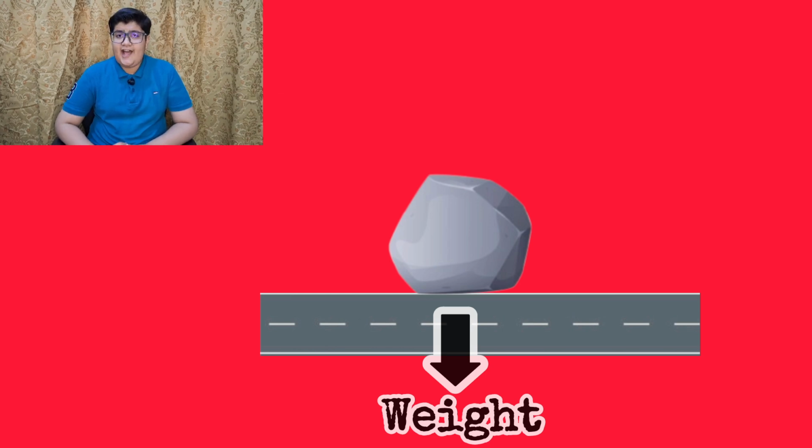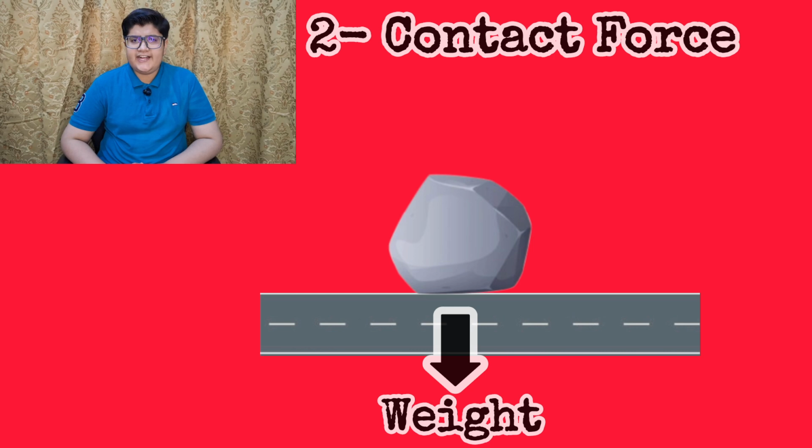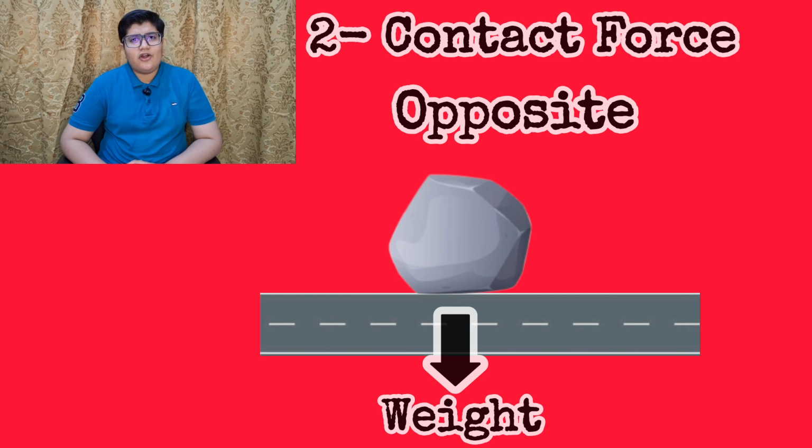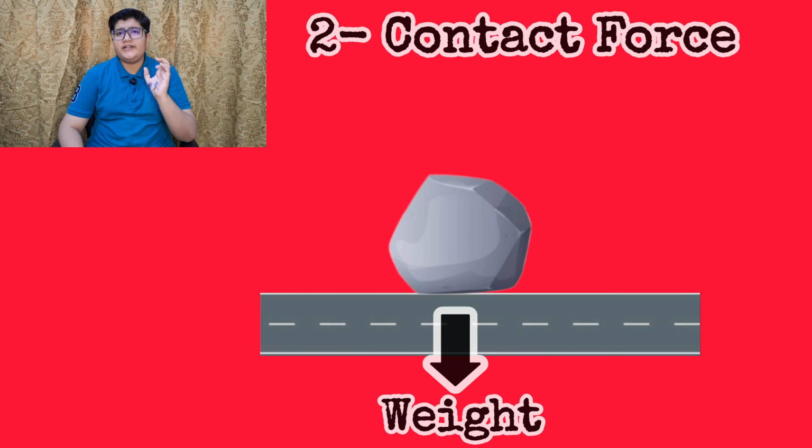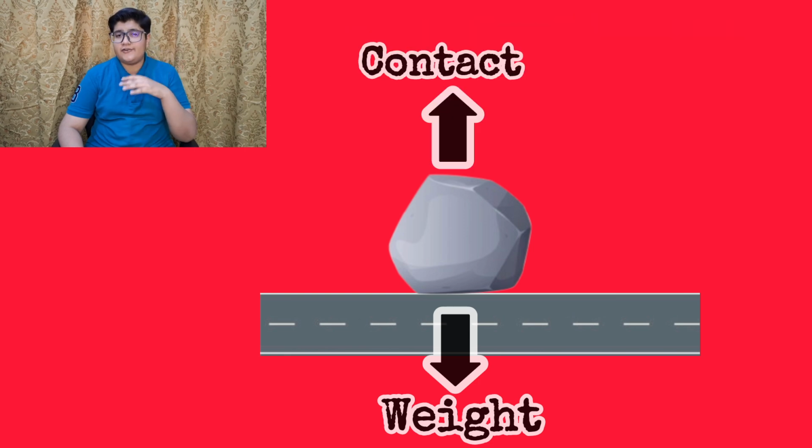At number 2, we have the contact force. Contact force is opposite to the weight force. The weight force is in the downward direction and the contact force is in the upward direction. But let me tell you what the contact force is. As the name suggests, contact force is the contact between two objects. So now we have two of our forces on the force diagram. A diagram which has all the forces acting upon an object is known as a force diagram. So we have the contact force and the weight force.